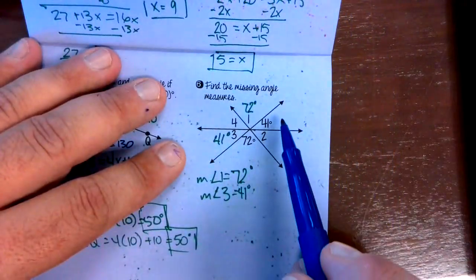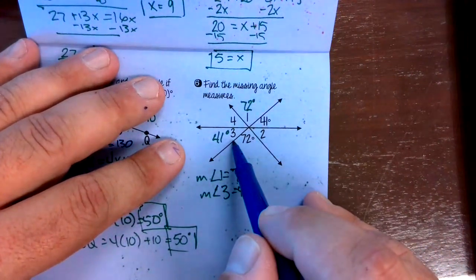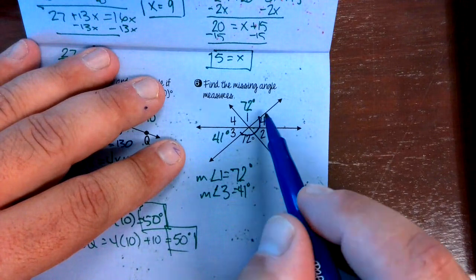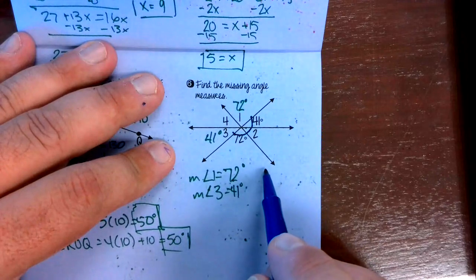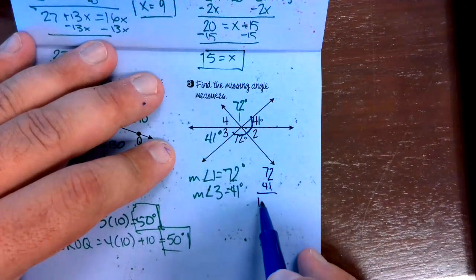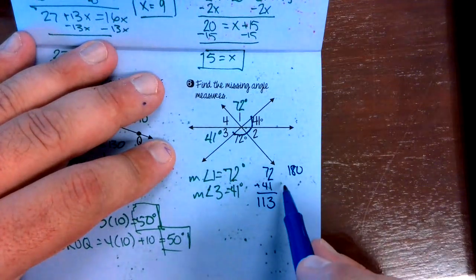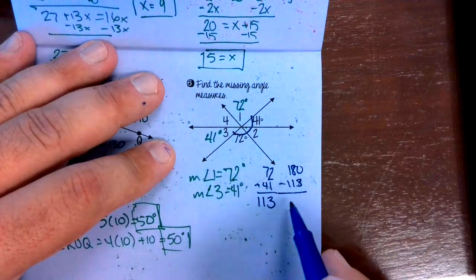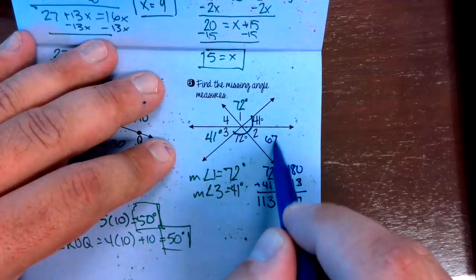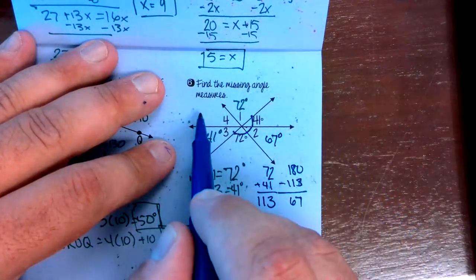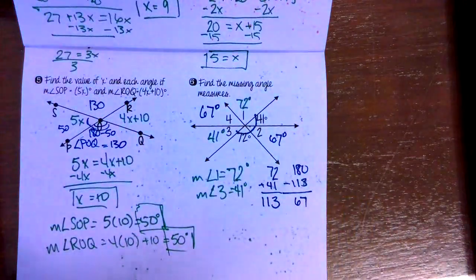Now over here, these aren't exactly linear pairs, but they're still angles that form a line. So all of these have to add up to 180. So I'm just going to take 72 plus 41, get 113. And then I'm going to take 180 minus 113, get 67. And this is 67 degrees. And if that's 67, this is also 67. And I do that by subtracting from 180 again.